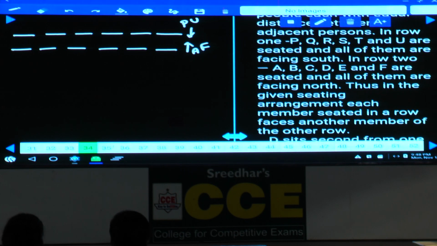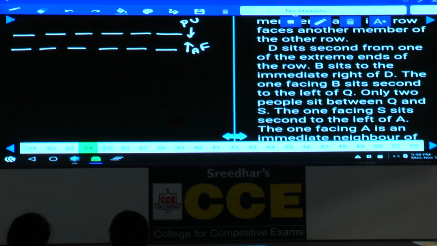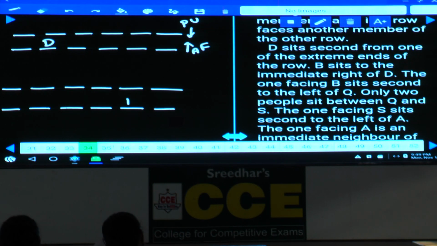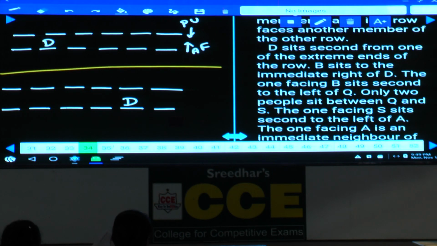Then coming to the first information, D sits second from one of the extreme ends of the row. D can be either at the left extreme or at the right extreme. How many possibilities do we have? We have 2 possibilities, and we need to represent these 2 possibilities simultaneously. D can be at the left extreme or the right extreme, isn't it?